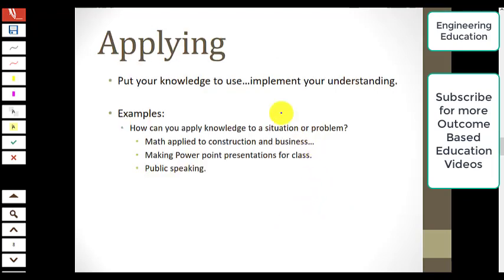Third is applying. Put your knowledge to use. Using knowledge to implement your understanding, what you have learned and understand. Examples are: how can you apply knowledge to a situation or problem. For example, math applied to construction and business, making PowerPoint presentations for class, and public speaking.